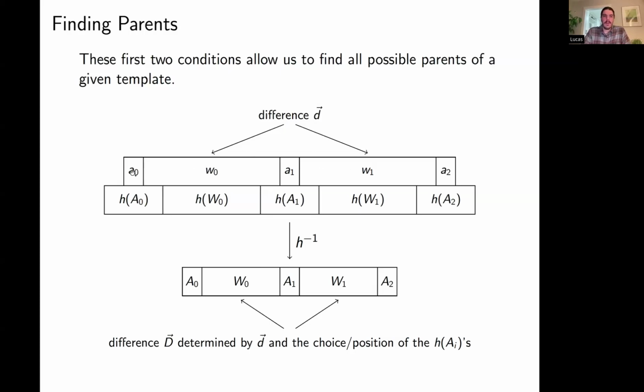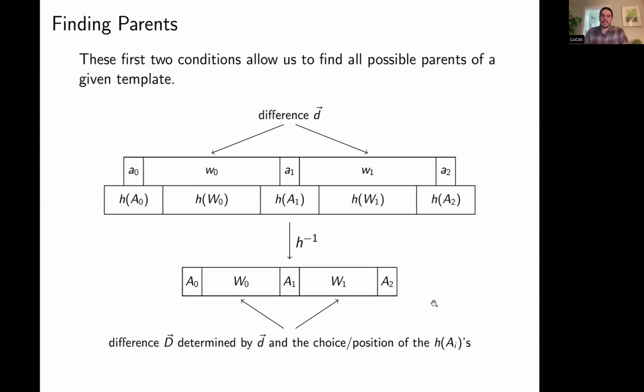So anyways, what I'm really trying to say here is that if you start with a template A0, A1, A2, D, right? Then you can figure out what big A0, big A1, big A2 could possibly be. And then the conditions on the matrix also allow you to figure out what the difference big D is going to be, right? Basically, the difference between these W0 and W1 is completely determined by the way you choose the big AIs and the way you choose their positions and the difference that you started with.